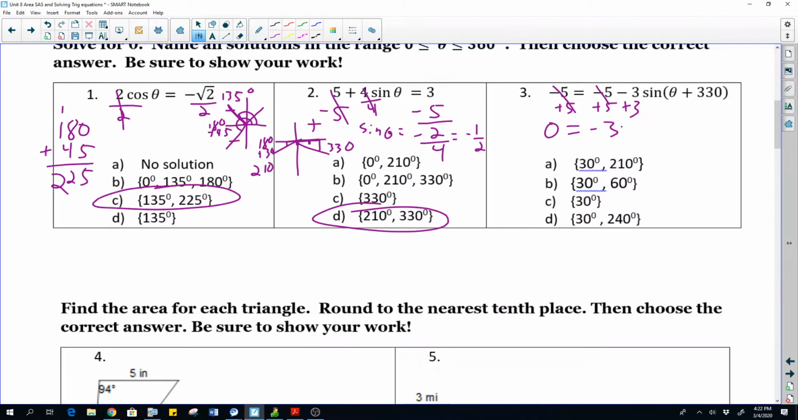And then, oh, let me bold that, -3 is actually multiplied. See how it's next to it? That means multiplied. And since it's multiplied, how do we get that to the other side? That's right, we divide it. And 0 divided by -3 is just 0.